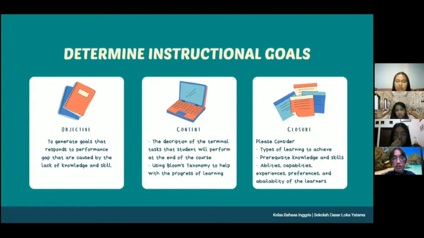There are several things to consider when we are doing this process. The first one is we have to consider the types of learning to achieve the goals, because nowadays there are many methods of learning, so we can try and choose one of the best methods considering the environment. Please also consider prerequisite knowledge and skills, and the participants' abilities, capabilities, experiences, preferences, and availability of the learners.